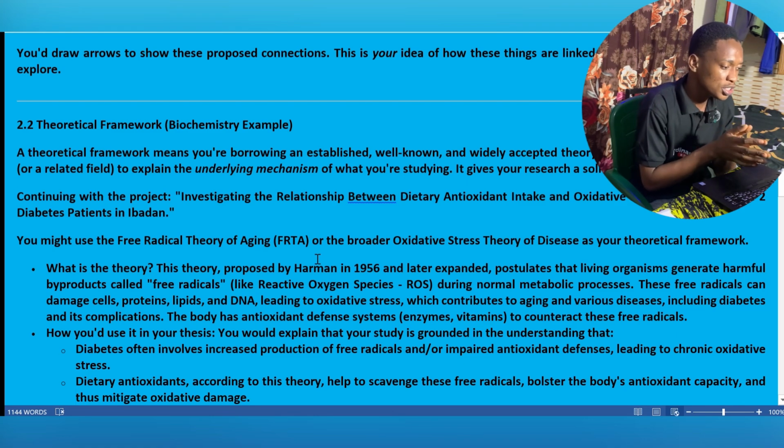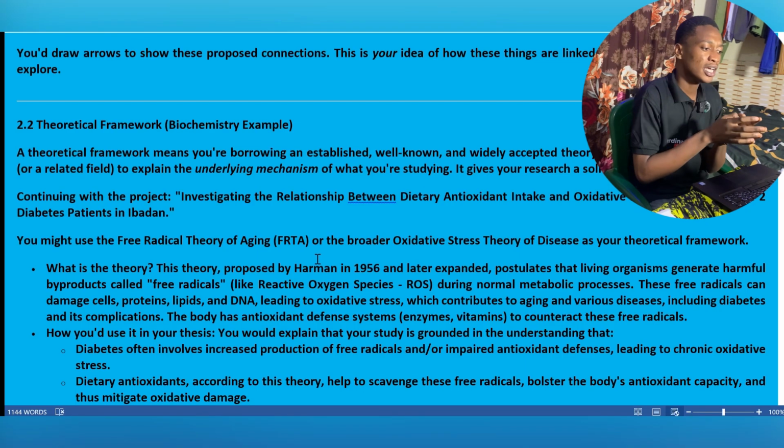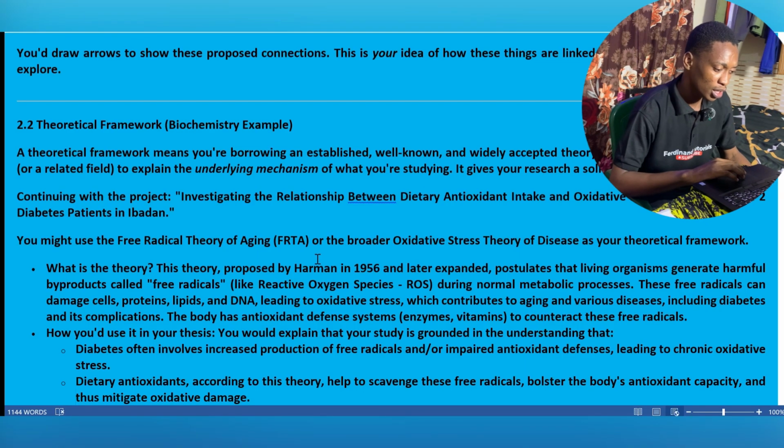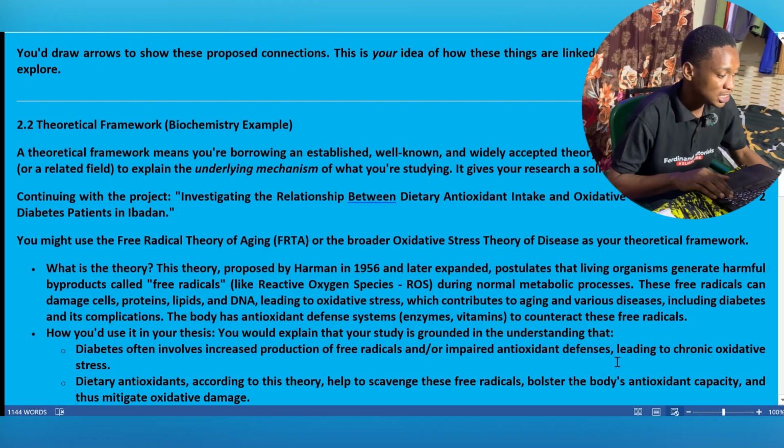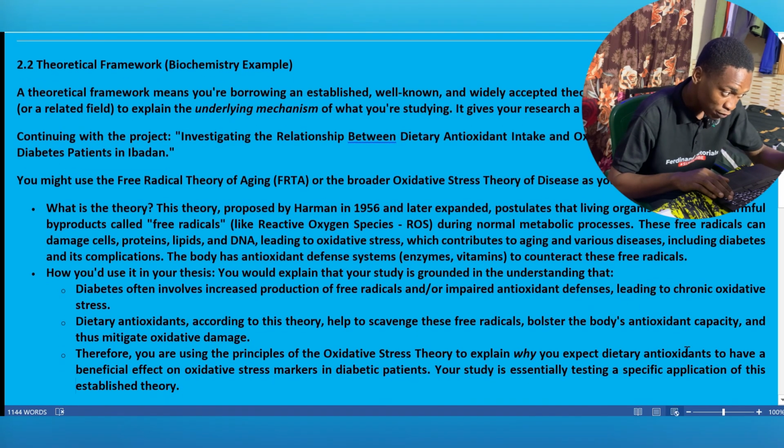Now, how am I going to use this theory in my thesis? How am I going to use this theory to explain the particular topic I'm working with? You will explain that your study is grounded in the understanding that diabetes often involves increased production of free radicals and or impaired antioxidant defenses, leading to chronic oxidative stress. This is from this theory.